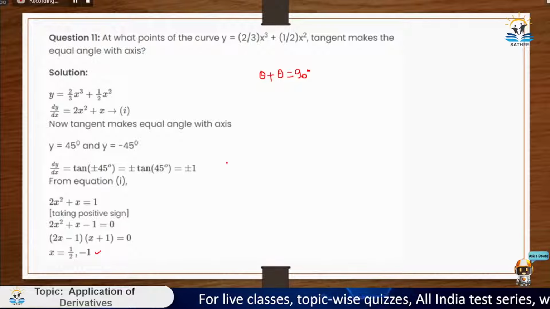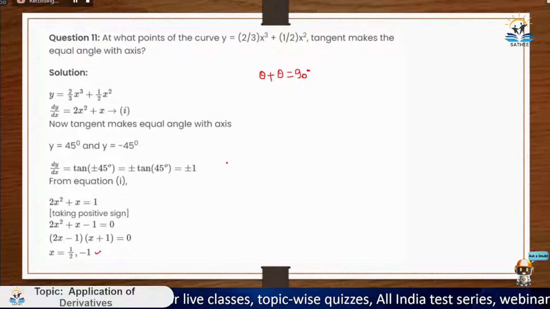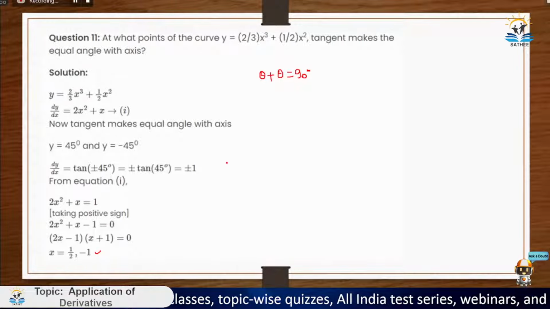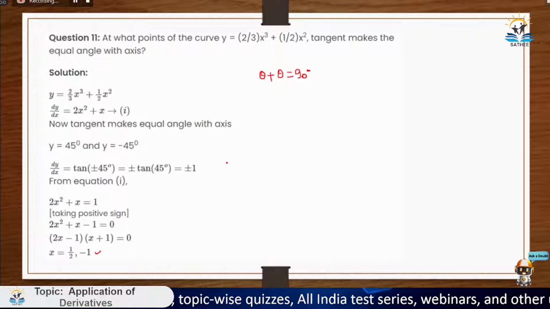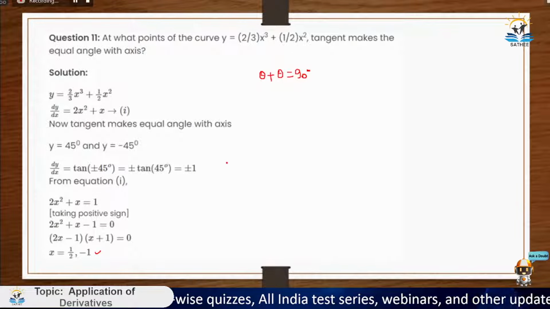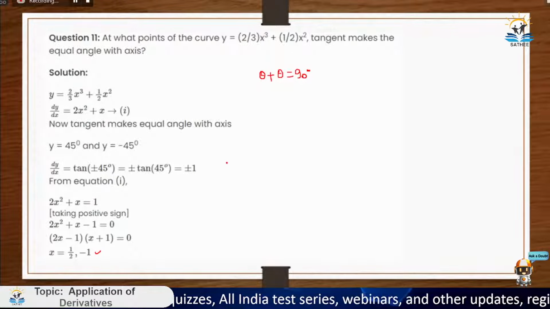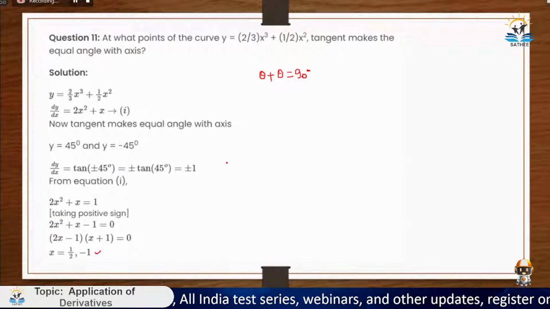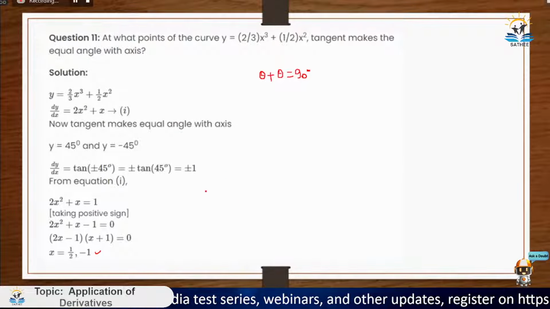So basically मेरे को पता है कि दोनों axis के बीच में angle is 90 degree. So the summation of both the angles should be equal to 90 degree. So 2 theta is equal to 90 degree. From there I am getting theta equal to 45 degree. And so जो tangent है वो x axis से 45 degree बना रही है. So that is equal to plus minus 1.